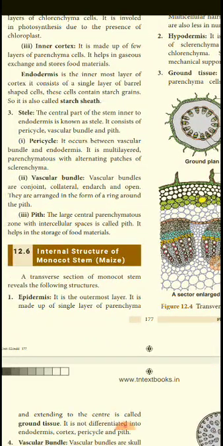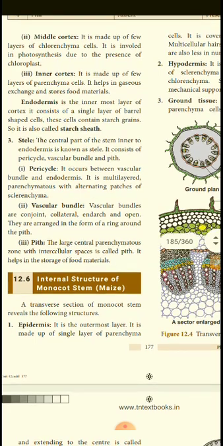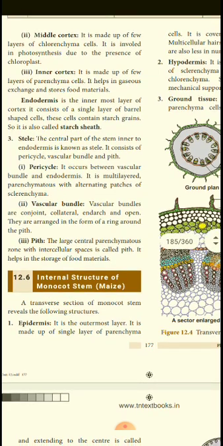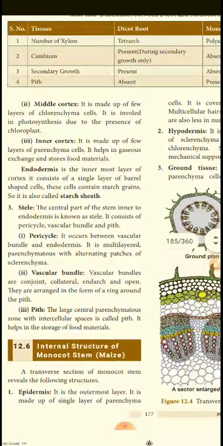Okay, the central part of the stem inner to the endodermis is known as stele. It consists of the pericycle, vascular bundle and pith. Pericycle occurs between the vascular bundle and endodermis. It is multi-layered parenchyma with alternating patches of sclerenchyma. The vascular bundles are conjoined, collateral, endarch and open. They are arranged in the form of a ring around the pith. The large central parenchyma zone with intercellular spaces is called pith. It helps in the storage of food materials.